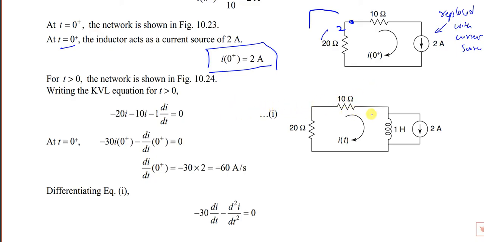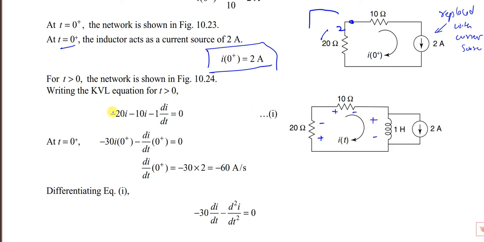So for t greater than 0, you have to write the inductance along with the parallel circuit current here. You neglect this part and write only KVL for this circuit. Write KVL for this circuit. So this is the current direction, plus 2 minus.